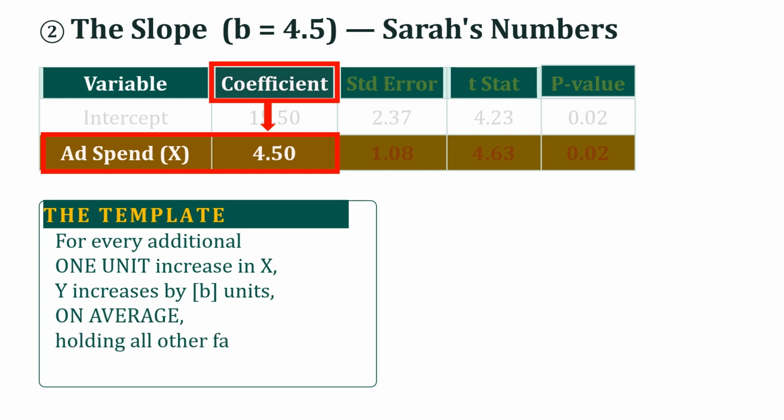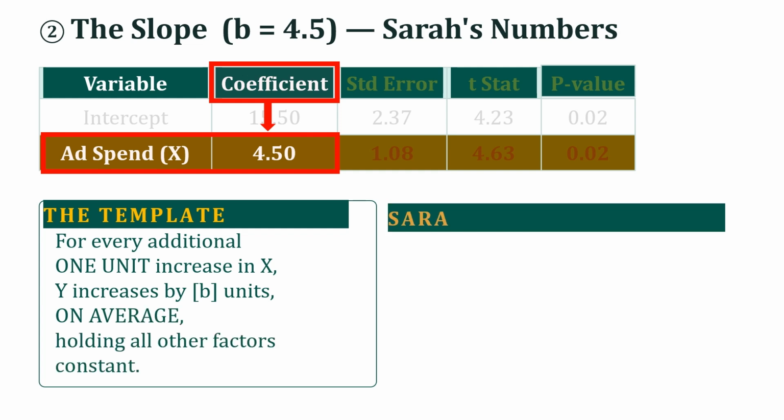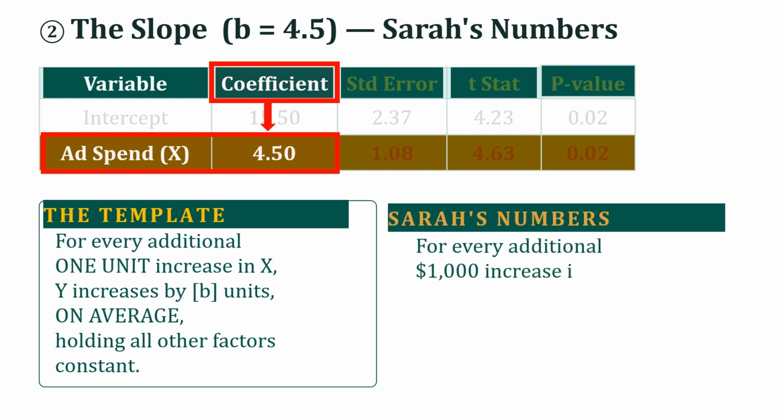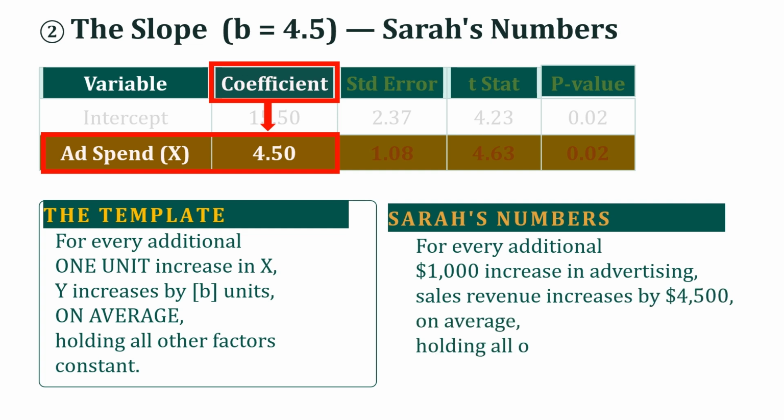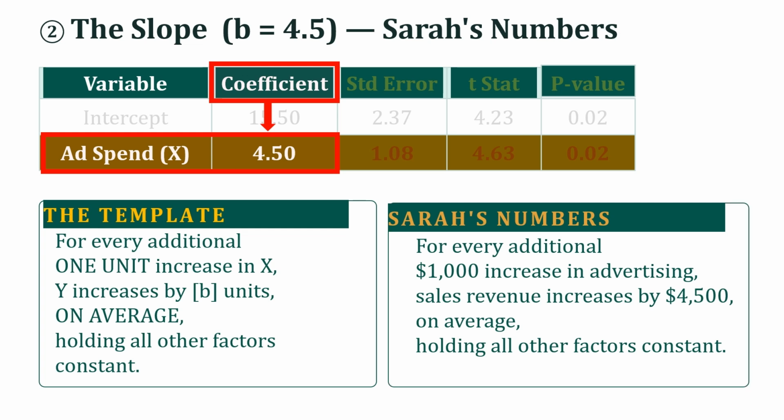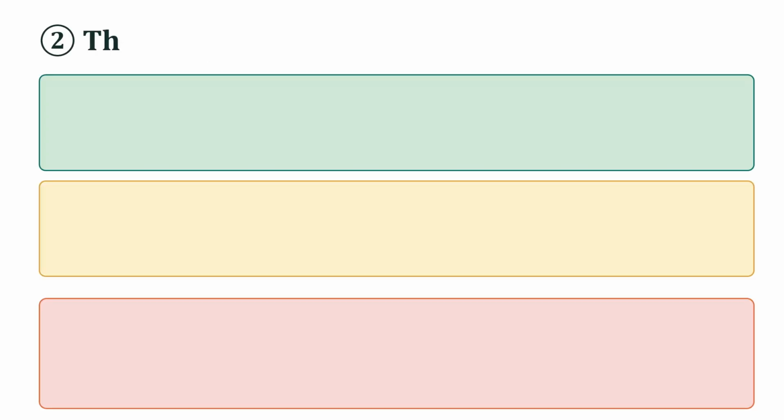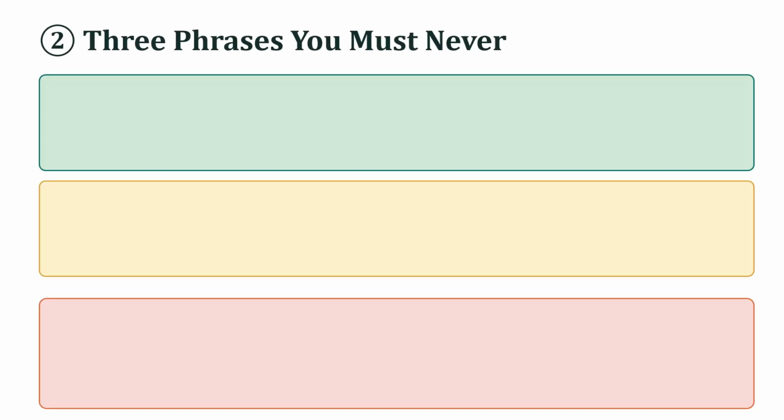Now watch it work with Sarah's numbers. For every additional $1,000 Sarah spends on advertising, sales increase by $4,500 on average, holding all other factors constant. Say that sentence and you've just answered the whole question. 3 phrases. Miss 1 and the marker stops reading. Harsh, yes. True, also yes.